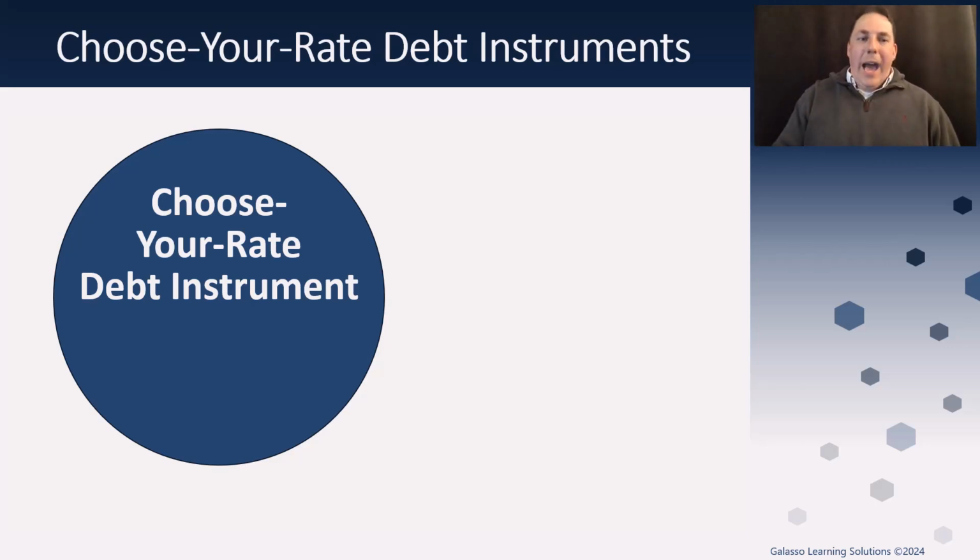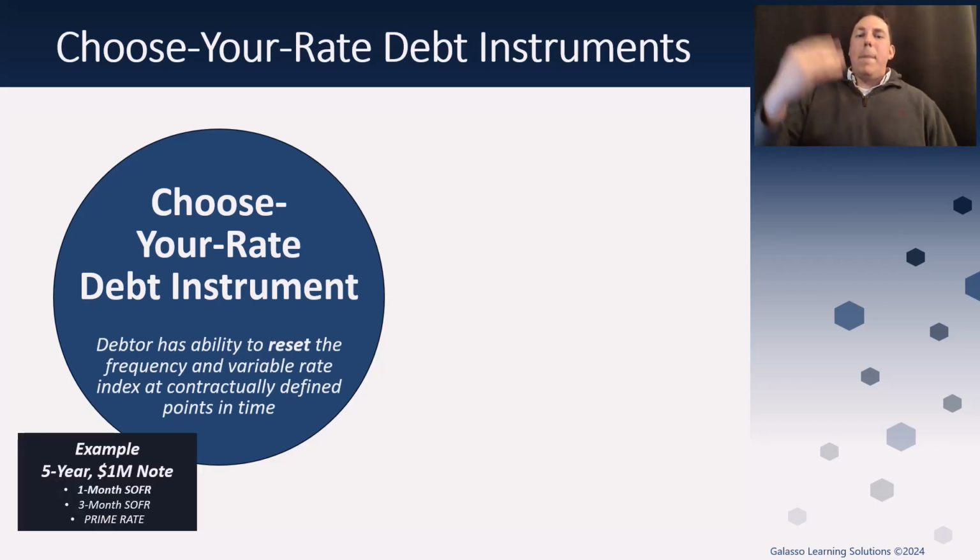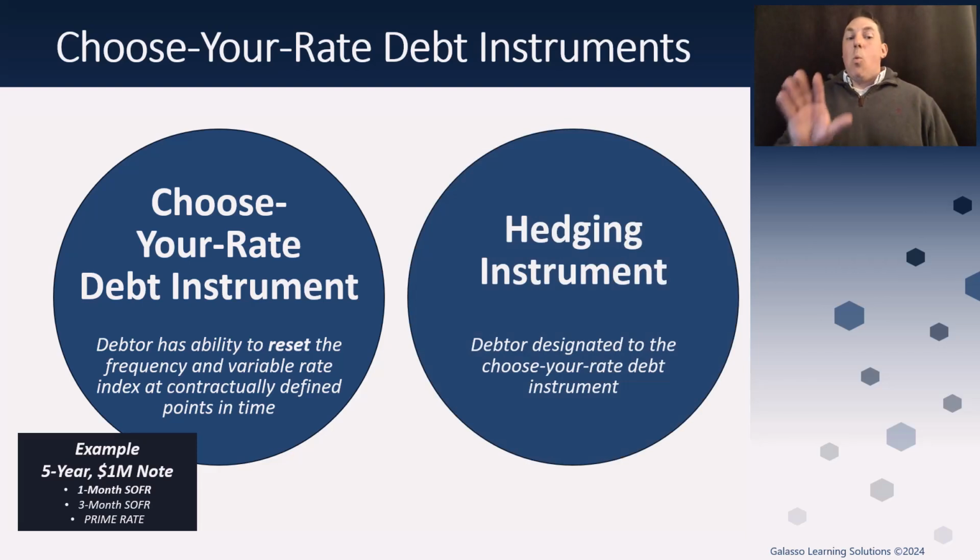For example, I take out a 5-year, $1 million note to finance my ongoing diet soda habit. The bank gives me the option to choose my rate, and they give me 3 different options here: a 1-month SOFR, a 3-month SOFR, or the prime rate adjusting monthly. I choose the 1-month SOFR, which resets every 30 days, but just note that I have flexibility to switch to one of those other 2 rates at a later date. Let's say I also want to hedge my position, so I execute an interest rate swap based on a 1-month SOFR with a 30-day reset, matching the note that I had executed.